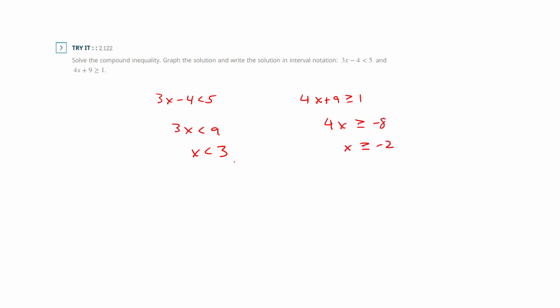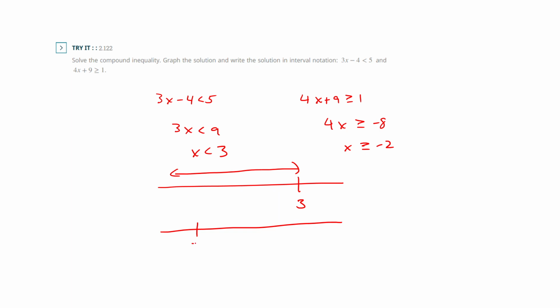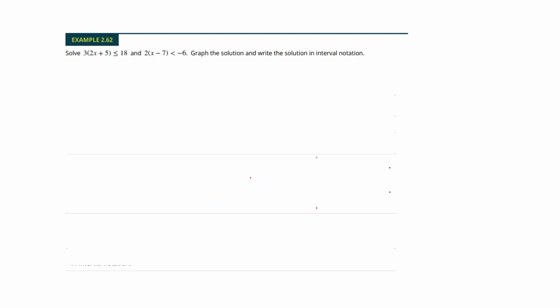Okay, I did not divide by any negatives, so these are the symbols I would want. Now I want to be less than 3, and I want to be greater than or equal, so I get a bracket, to -2. My overlap region is here, and it's an and, so I need that overlap. So I'm going to go from -2 to 3, paying special attention to those ends.